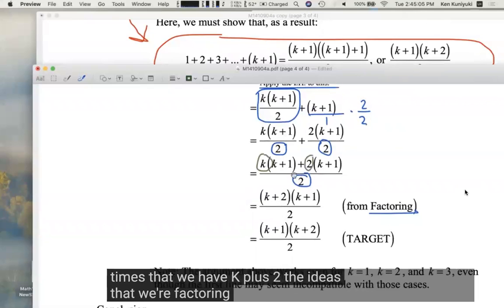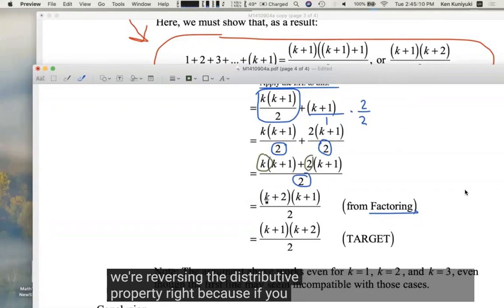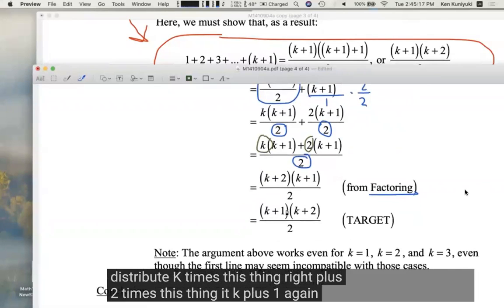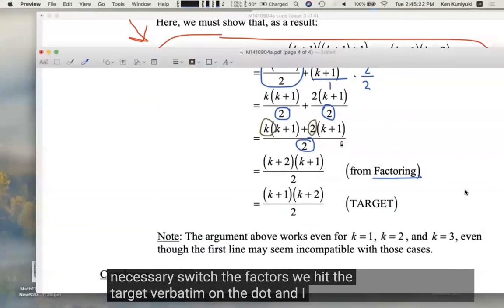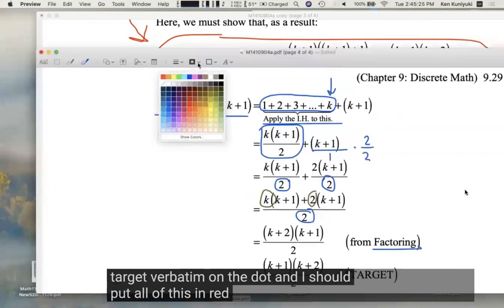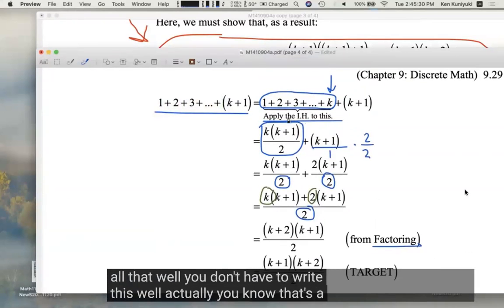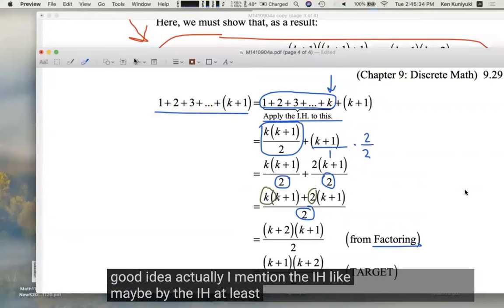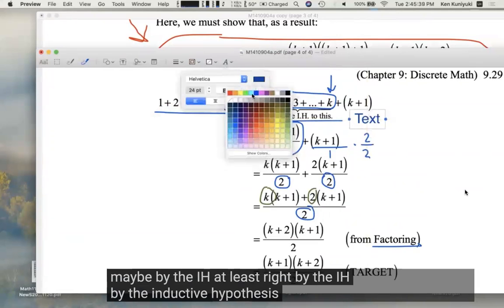The idea is that we're factoring in such a way that we're reversing the distributive property, right? Because if you distribute k times this thing, right, plus 2 times this thing, the k plus 1. Again, if necessary, switch the factors. We hit the target verbatim on the dot. And I should put all of this in red. You should write all the, well, you don't have to write this. Well, actually, you know, that's a good idea. Mention the IH, like maybe by the IH, at least write by the inductive hypothesis.